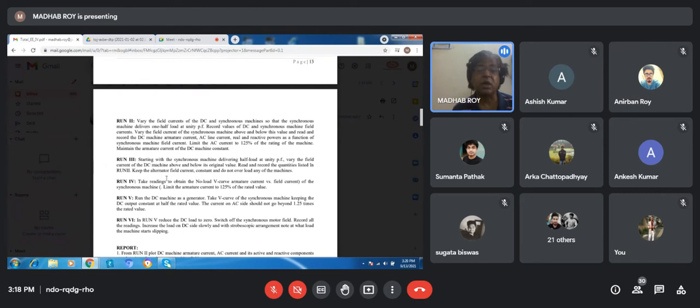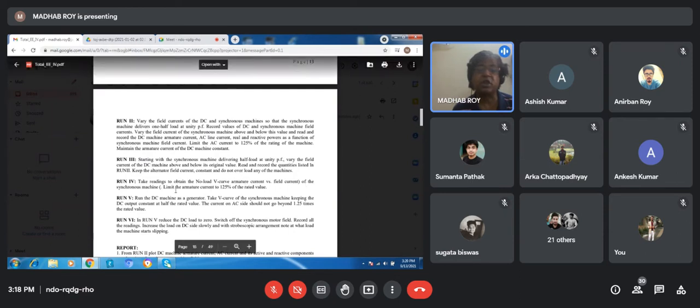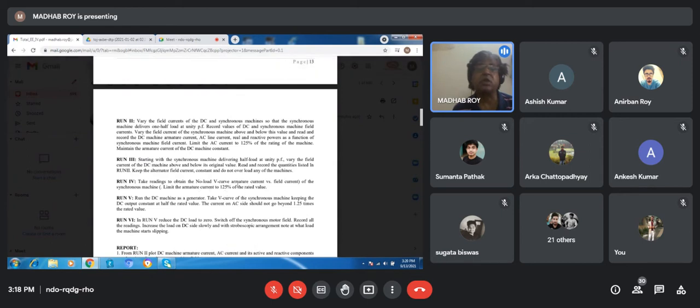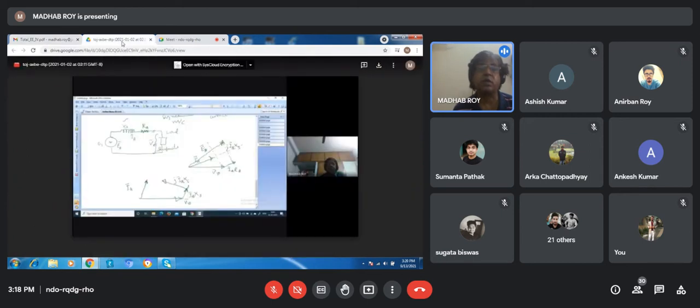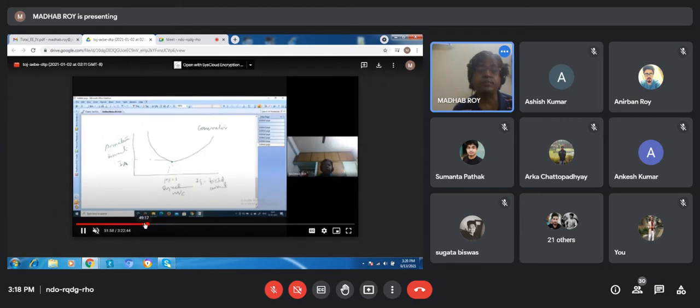with the synchronous generator. Now actual reading is starting: take readings to obtain the no load V curve, armature current versus field current of the synchronous machine. Limit the armature current to 125%. So from here you can see that we have taken a no load V curve. That is the no load V curve.